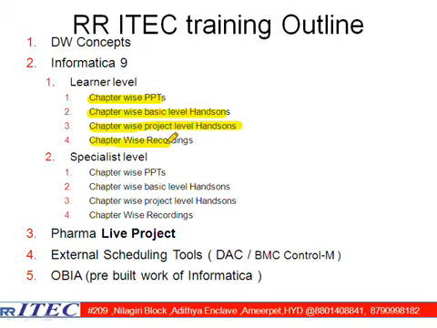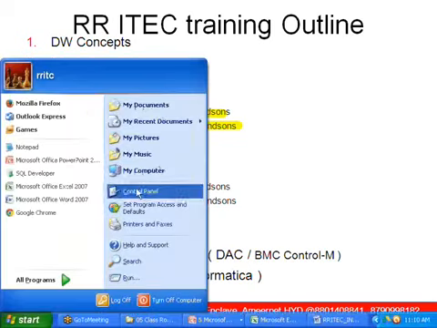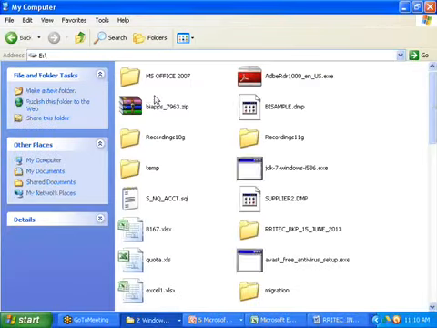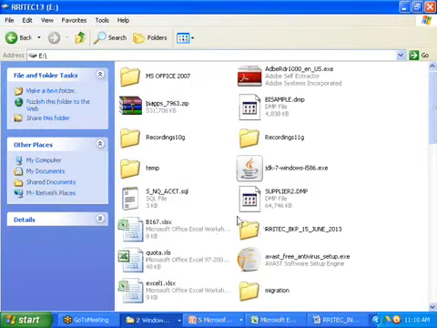Next is chapter wise recordings. Suppose you had the chance to listen to the class, but still you are not able to understand the class properly because you are sleeping in the class. So you want to listen one more time. What is the facility? Each and every class recording is available. Those recordings are on my computer, in the E drive.